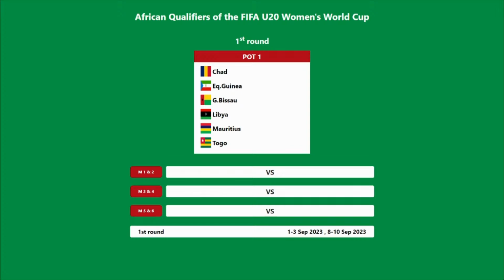We will do a draw to determine every team and its opponent. The first team drawn will play against the second team drawn, and the first team drawn will play the first leg at home, and then the second team drawn will play the second leg at home. This procedure will be repeated 3 times to determine the 3 different fixtures of this round.